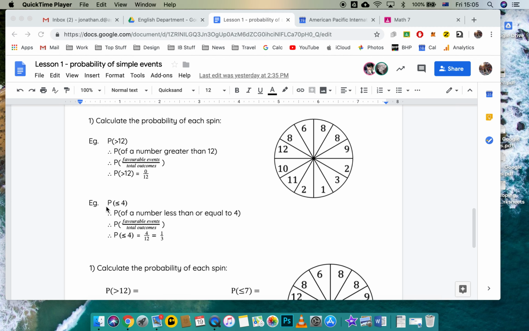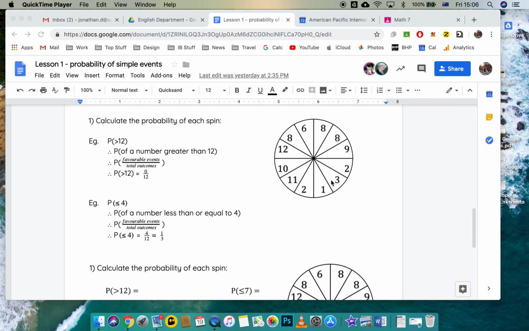The second one here, what's the probability the number is less than or equal to 4? Okay, less than or equal to 4. Now the total outcomes, there are 12 total outcomes here. So how many of those outcomes are less than or equal to 4? It's 1, 2, 3, 4.